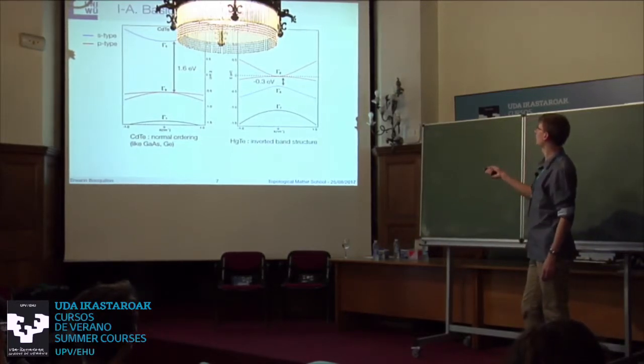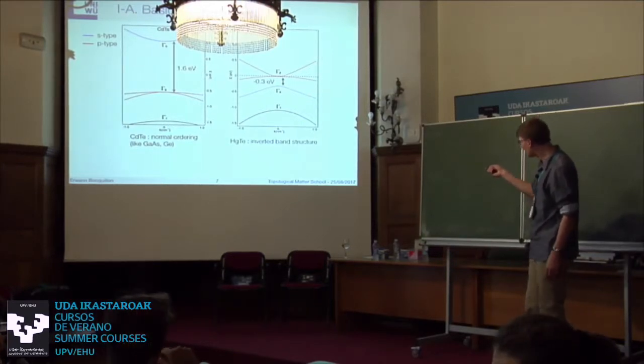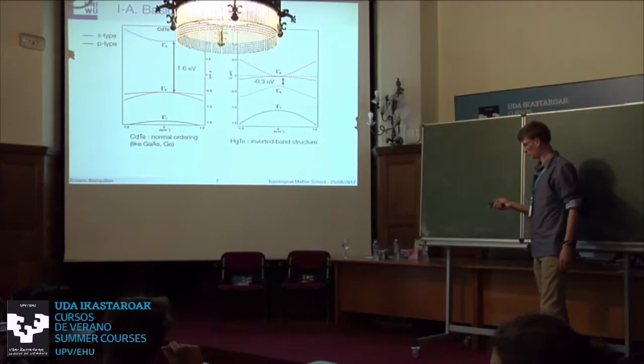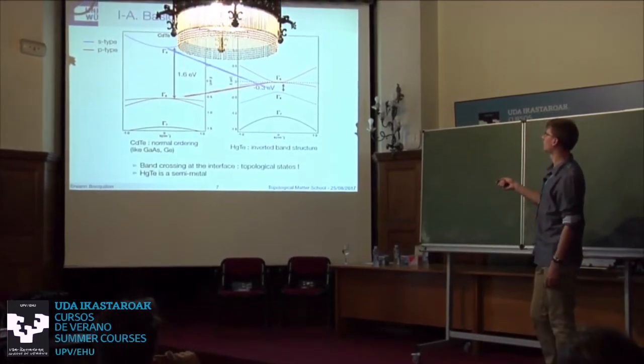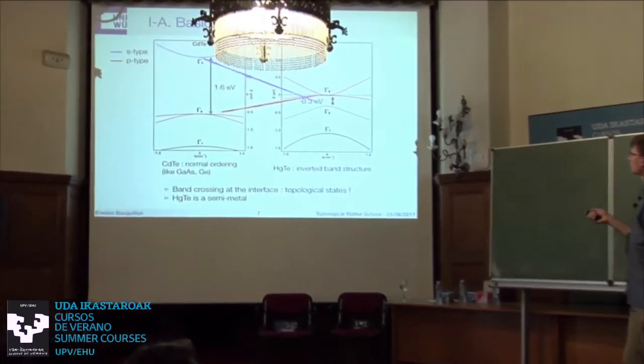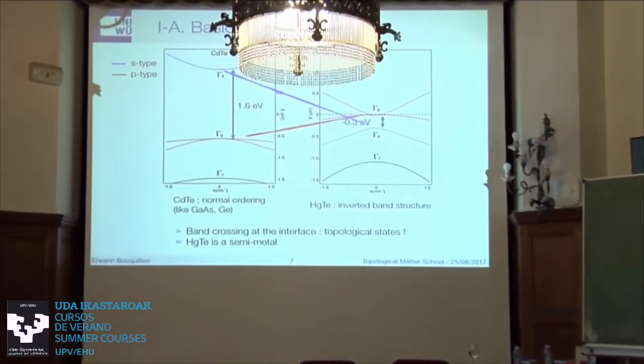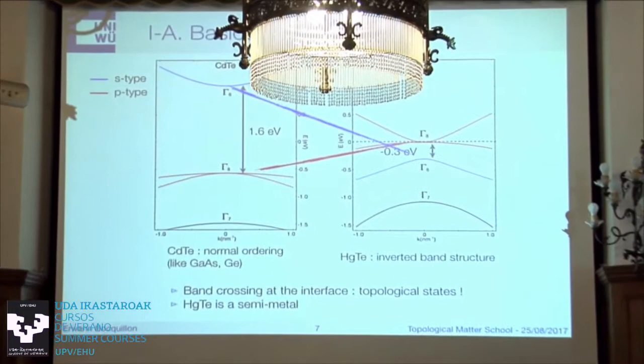the P-type band lies above, and the S-type band lies below. And because of this, you will naturally have band crossings at the interface between these two materials, and this is where the topological states come from.